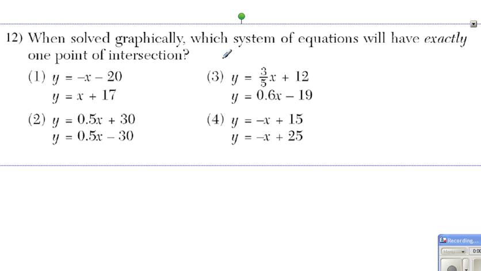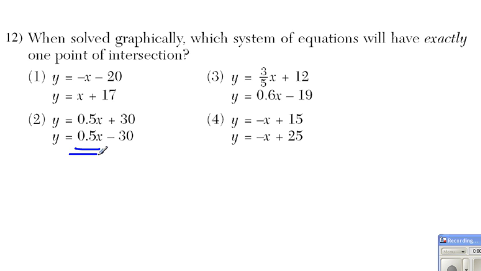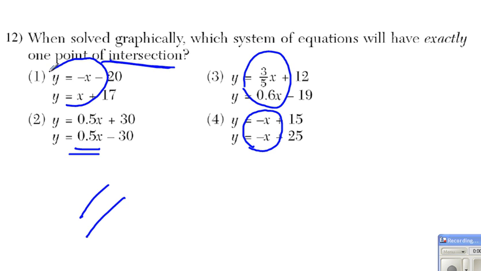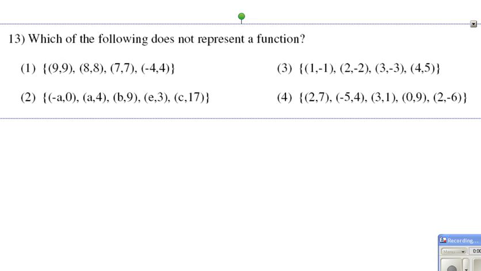In this case, which one of them will have exactly one point of intersection? Here you will realize that they're parallel, so they will never meet. So it goes like this. How about here? Same slope once again. Here, same slope once again. The only way for them to actually intersect is when they have different slopes. So therefore, choice 1 seems to be our answer.